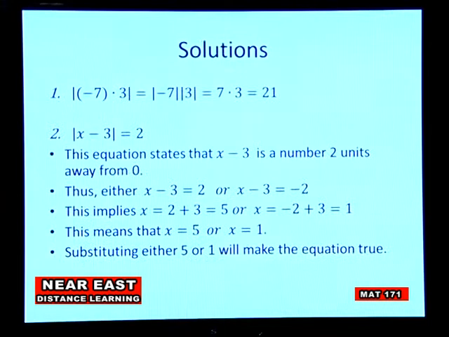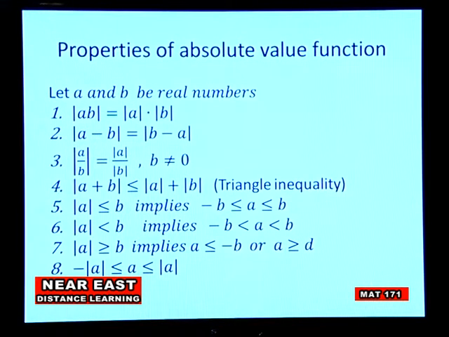So let's see. Number 1, I have absolute value of minus 7 times 3. This is what we want to evaluate. If you look at this, we are multiplying two numbers in the absolute value, and the first property says absolute value of AB is the same thing as absolute value of A times absolute value of B. Apply it here. You have absolute value of minus 7 times absolute value of 3, and absolute value of minus 7 is 7, and absolute value of 3 is 3, so it's 21.